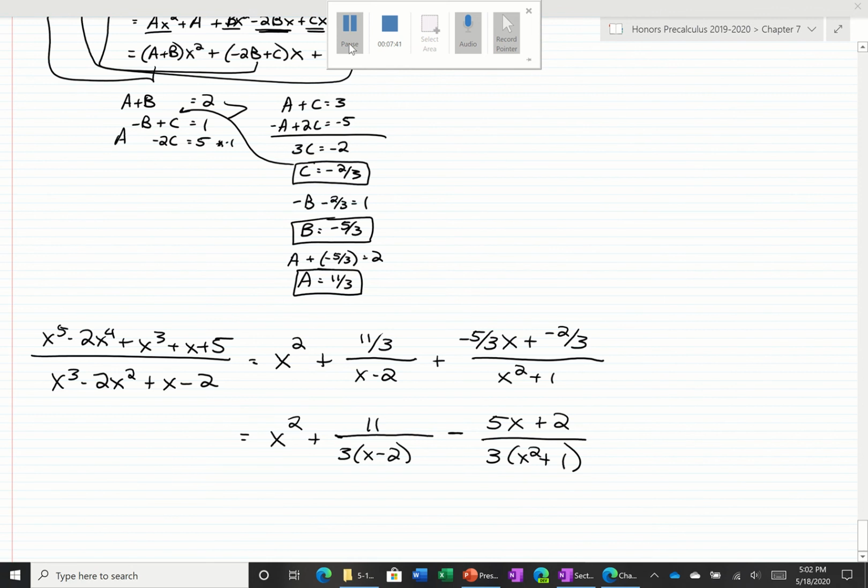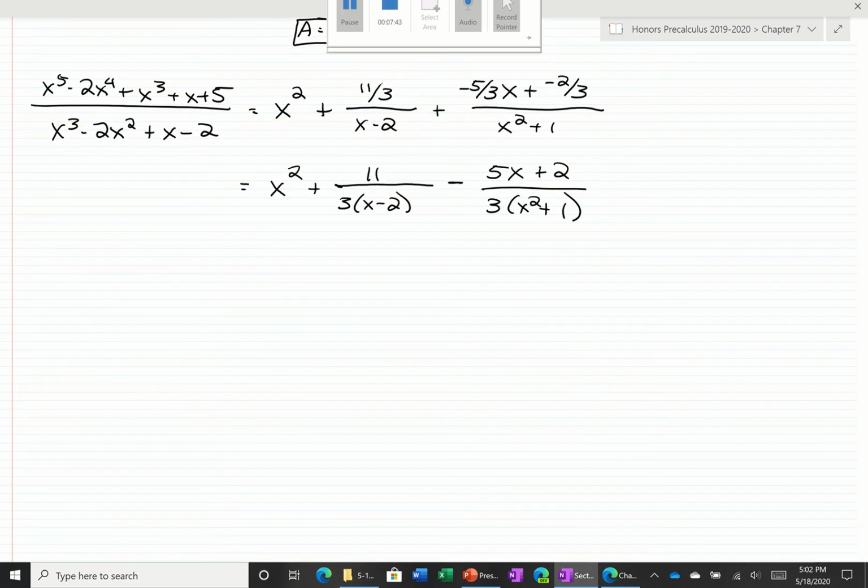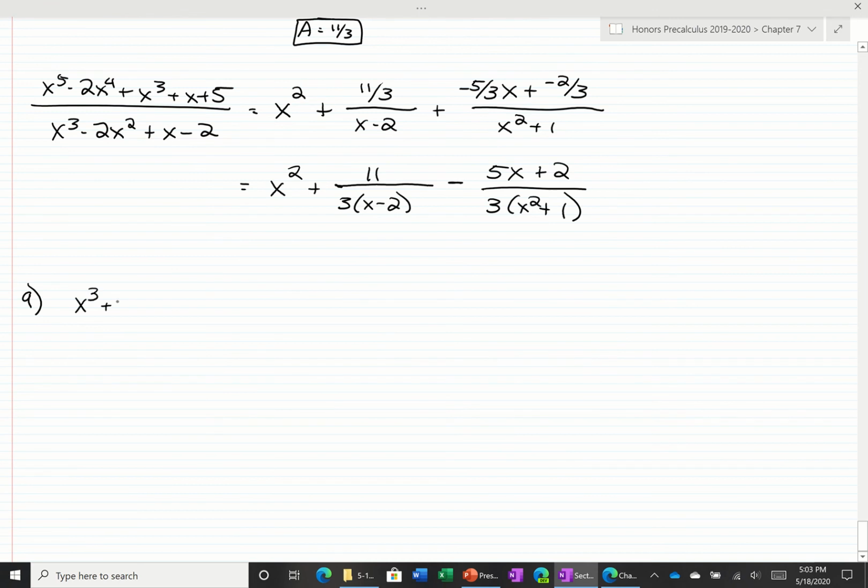All right, so now let's do number 9. Problem number 9 says we have (x to the 3rd plus 2x squared minus x plus 1) over (x squared plus 3x minus 4). Now the top power is higher, so we're going to have to do long division.